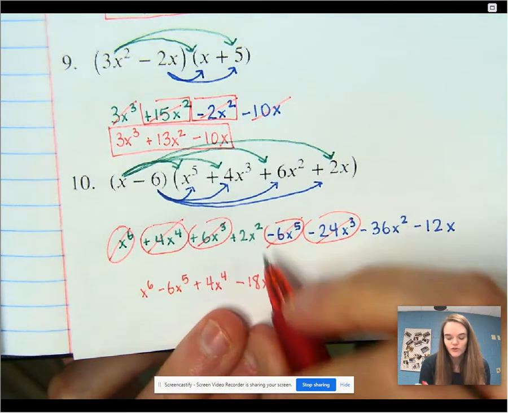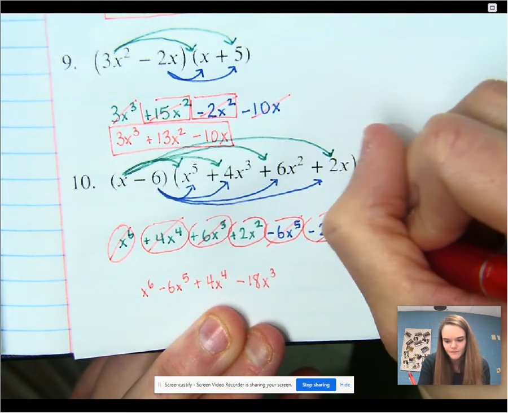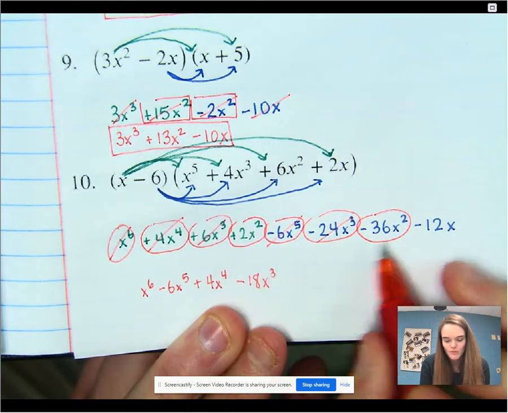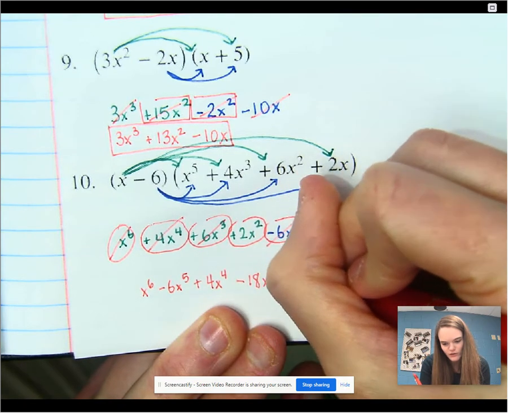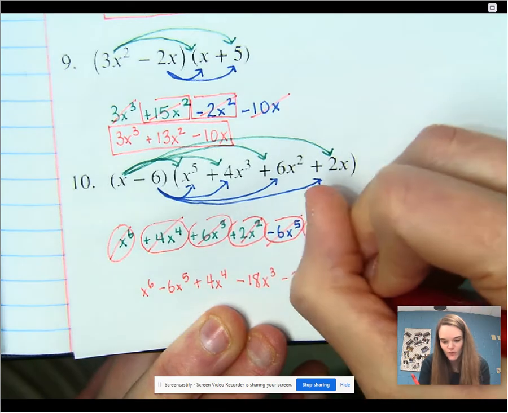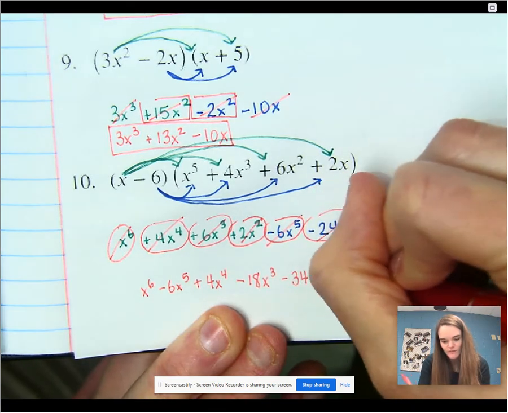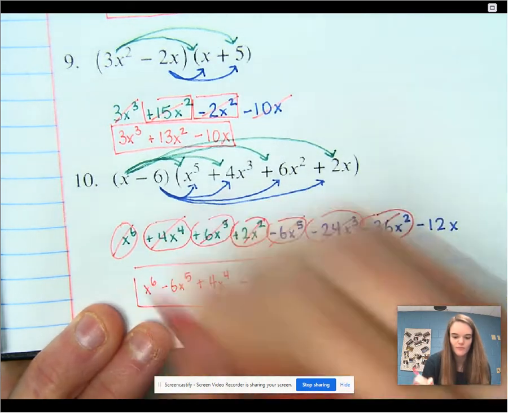Okay, after the third is squared. Squared, well, here's another one. 2 minus 36, negative 34, x squared. Okay, and all we have left is negative 12x, so bring it down. So we didn't have a whole lot of like terms, but we did have some.